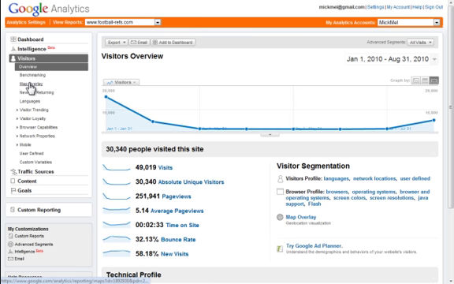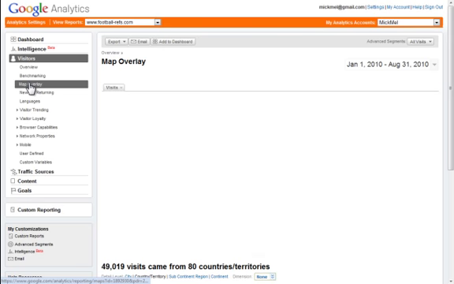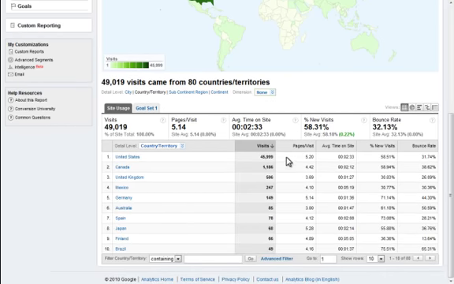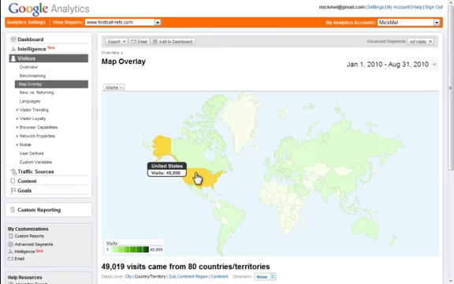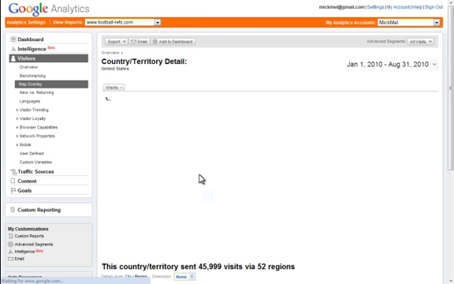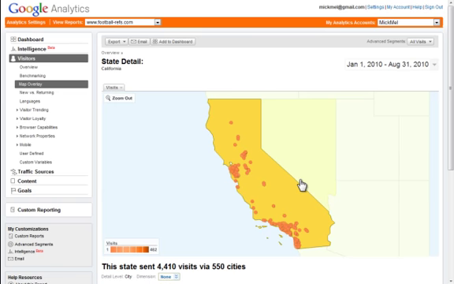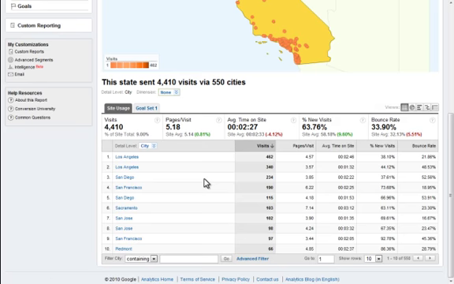Going through some of these now, the map overlay is kind of interesting. Based on their IP address, you can see where people came from. I had 80 different countries, but really almost all of them from the U.S. And then you can click on a country to drill down. You can see which states people came from, and then you can click on a state and drill down and see which cities people visited from. Again, based on their IP address, so it's not perfectly accurate, but it gives you a pretty good idea.